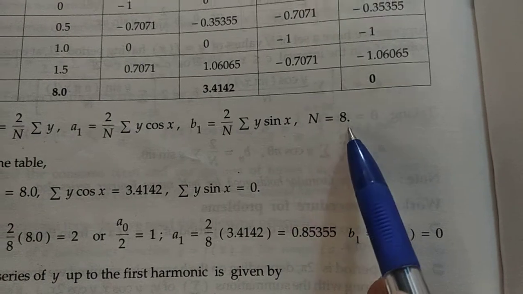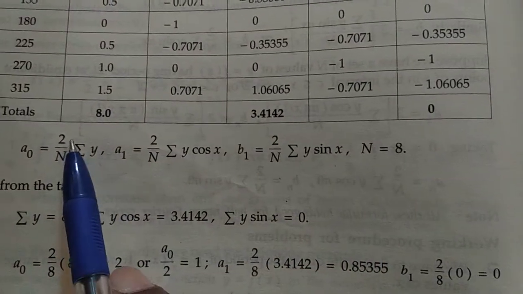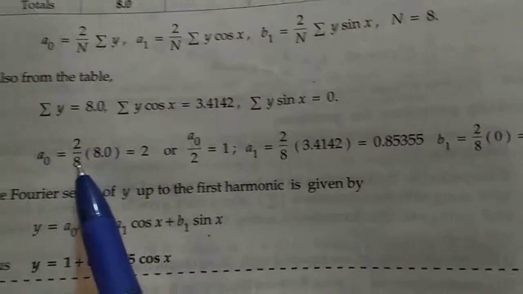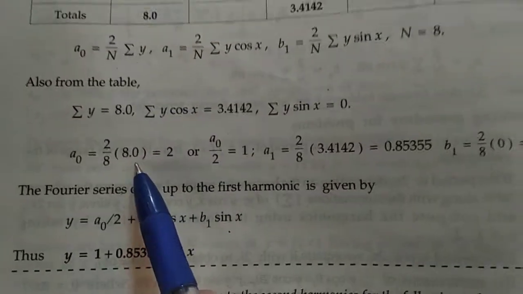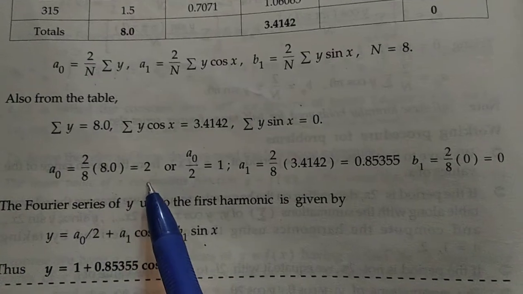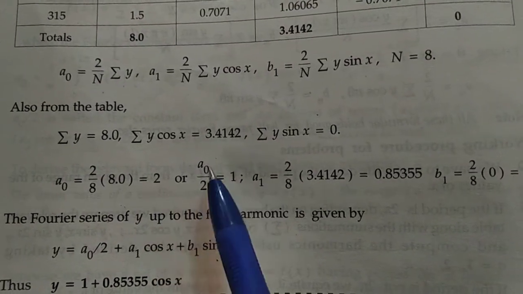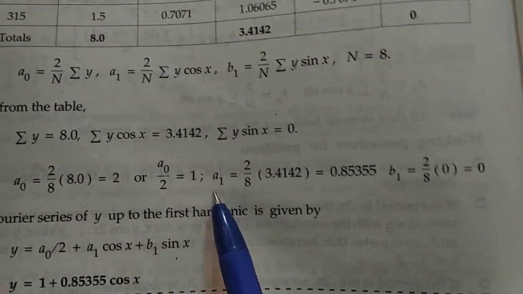So n is equal to 8. Here 2 by n, with n equal to 8, into summation of y. Summation of y is 8. So a naught is equal to 2. So the constant term, you have to write a naught by 2, that is equal to 1.